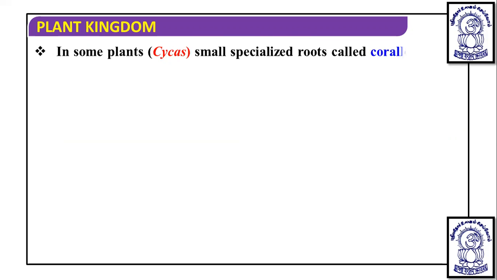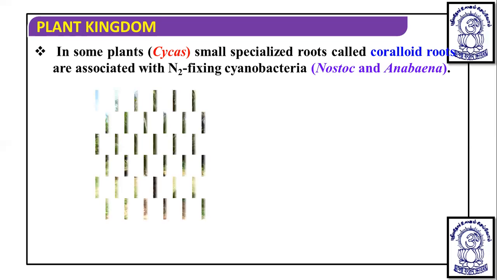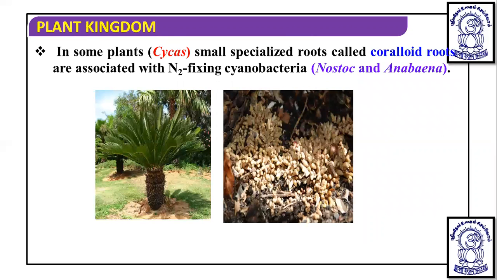In Cycas, there is a special type of root known as coralloid roots. These coralloid roots of Cycas are associated with nitrogen fixing cyanobacteria or blue green algae, that is Nostoc and Anabaena. Dear students, we have studied this already in the chapter Biological Classification, that Nostoc and Anabaena are the blue green algae which carry out nitrogen fixation. So this bacteria shows association with the coralloid root, and coralloid roots are negatively geotropic roots. These are some examples from Cycas.